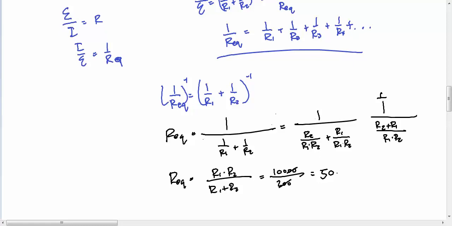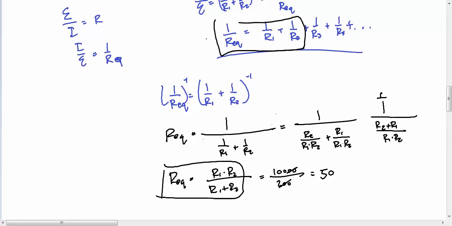Why would anyone want to solve that? You mean plug it into this equation? Plug it into what we had. It's the same thing with all that. Well, this is actually giving you the equation, one over R equivalent, the inverse of R equivalent. That's not really what we were looking for. We were really looking for the R equivalent.